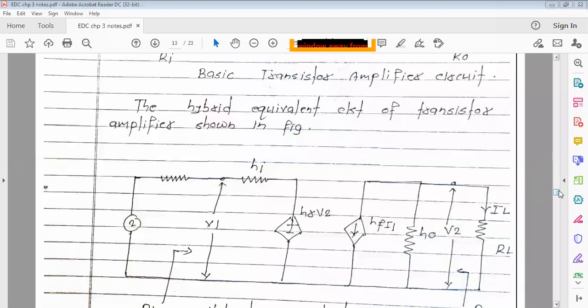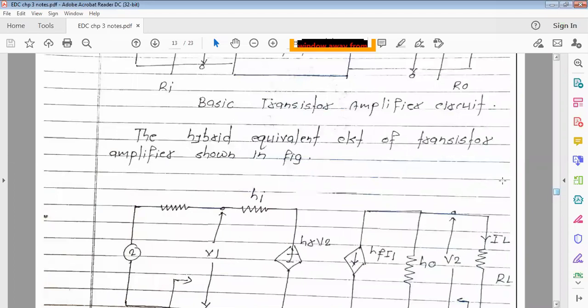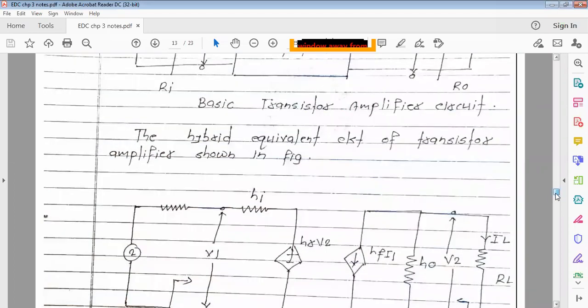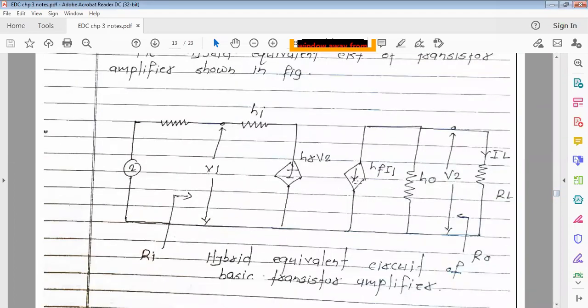In the output equivalent circuit, we take I2 as a dependent parameter, so we show it with a current source, hf into I1, in parallel with ho. The voltage across ho is our output voltage V2. The current flowing through this is I2. I2 and IL are the same current from the same branch, but in opposite directions. That's why we write I2 is equal to minus IL.